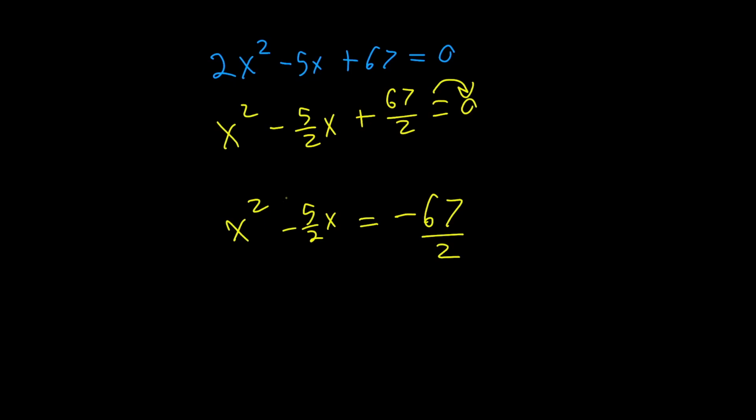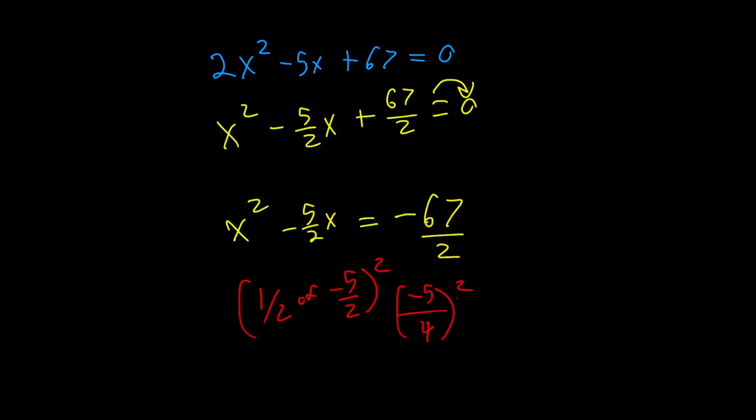I need 1/2 of my b value squared. So I need 1/2 of negative 5 over 2 and then square that. To find half of negative 5 over 2, we'll just multiply our denominator by 2. So we will have negative 5 over 4. And then we need to square it.